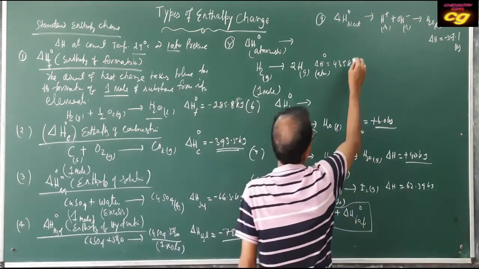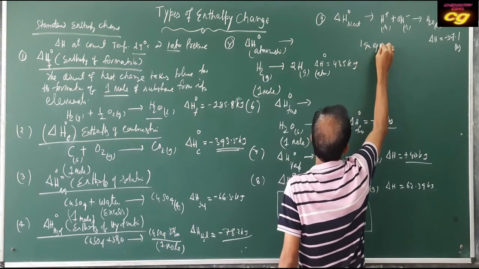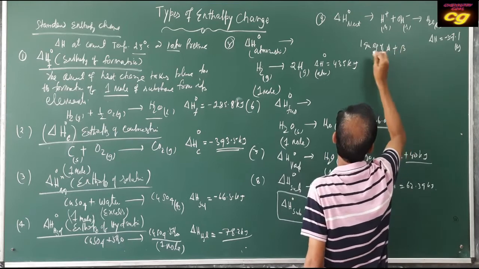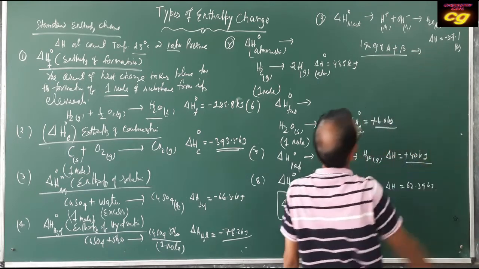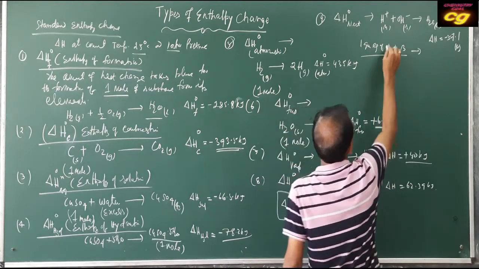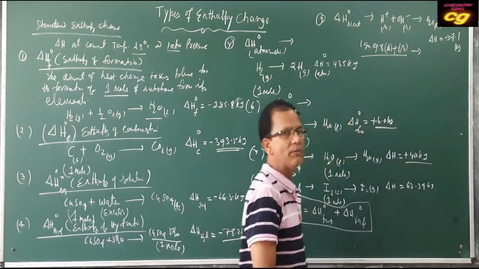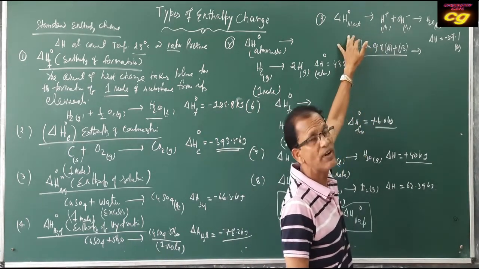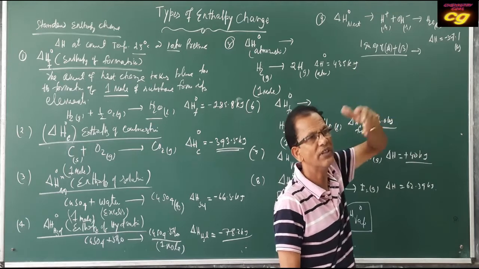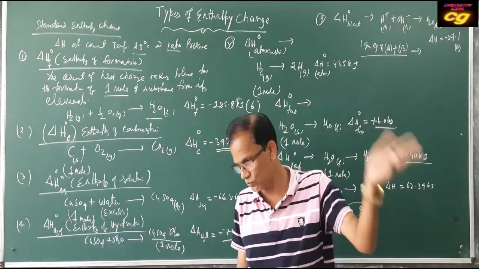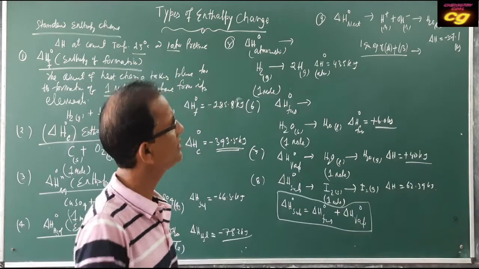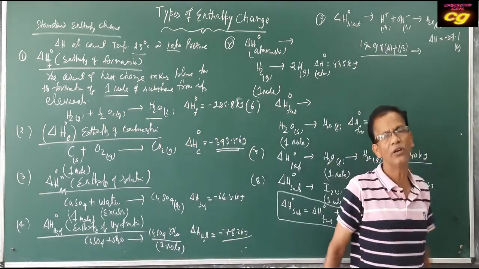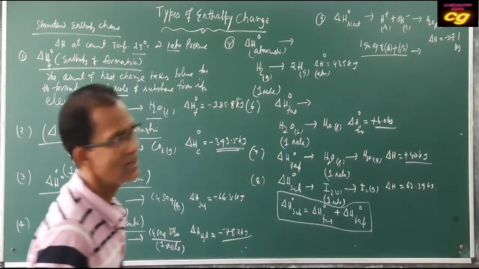1 gram equivalent of acid reacts with base, that amount of heat produced. Acid with base, both having 1 gram equivalent, that amount of heat produced is called enthalpy of neutralization. Or you can say for the reaction of 1 mole of H+ ion with OH- forming 1 mole of water molecule, that much heat produced is called enthalpy of neutralization.